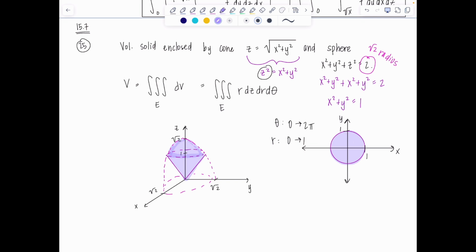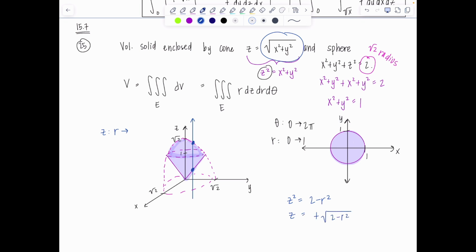Okay. So now, to figure out the limits for z, I'm going to shoot a bullet into the snow cone this way. The bullet enters where? The cone. Whose equation is what in cylindrical? z equals r. Very good. And the bullet exits at the sphere, which is z equals rad 2 minus r squared, right? Very good. So we'll choose the positive because we're above the xy plane. So from r to rad 2 minus r squared. Good? So you see you need the 3D graph to figure out the limits.